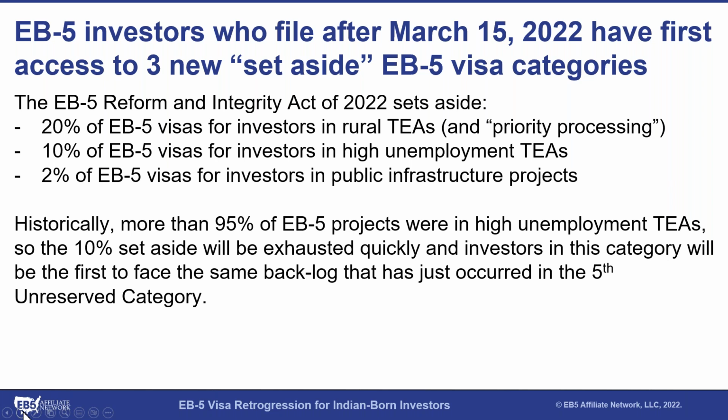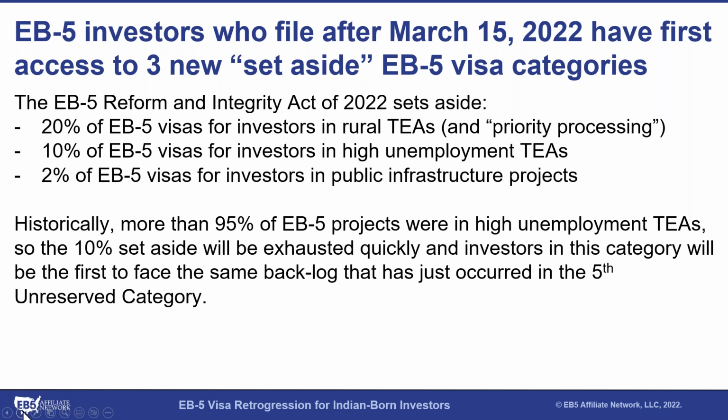Now, historically, almost all of the projects in the past were in high unemployment TEAs. And even in today's market, the vast majority of projects available today at 800,000 are high unemployment TEA projects. So given that, we believe the 10% set aside will be quickly exhausted. And eventually the same type of retrogression that we're seeing in China and we just saw reoccur in India a few days ago is almost certainly going to happen in the future in these other categories.